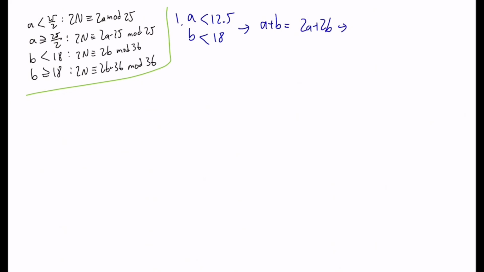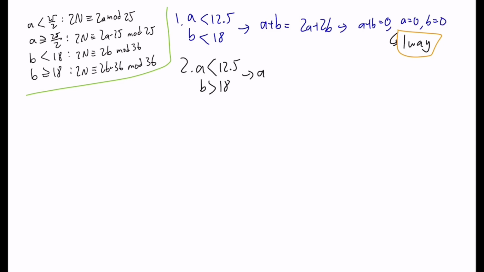This is only true when a plus b equals 0, therefore a is 0 and b is 0. So that's when just a is 0 and b is 0, that's just one way. The second is when we have a is less than 12.5, but b is greater than 18. This is going to give us that a plus b must equal 2a, but then this time it's 2b minus 36.